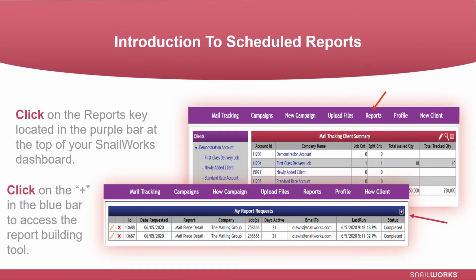Using the reports is really simple. When you log into your SnailWorks account, you will notice the purple bar up at the top. Go ahead and select the Reports tab. This will bring you into the Reports creation tool, and you'll notice in the far right-hand portion of the blue bar a little plus sign. Go ahead and click on that plus sign.